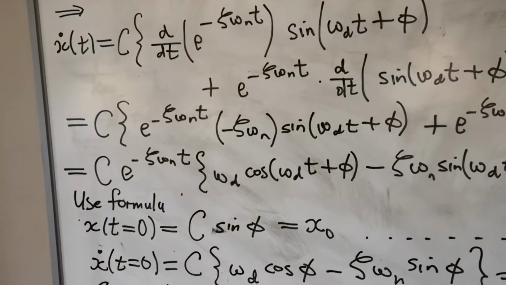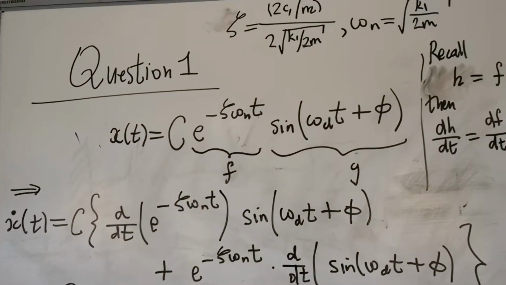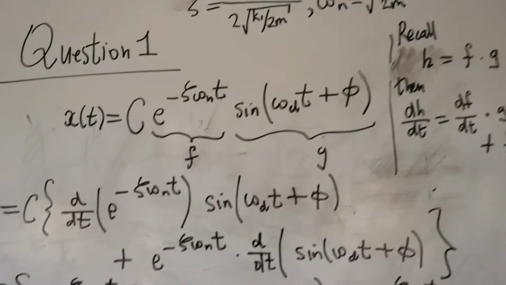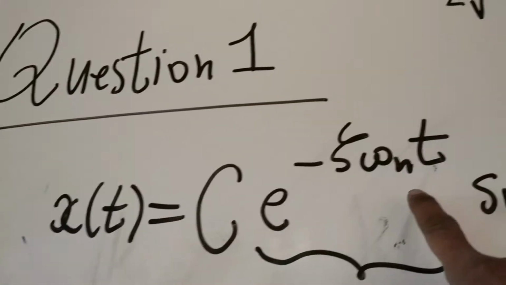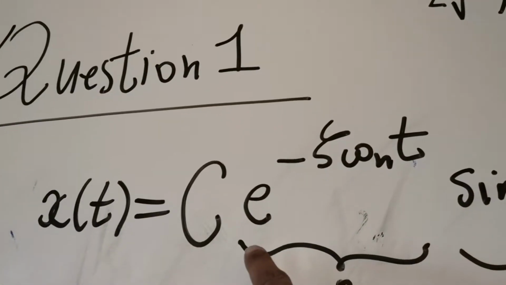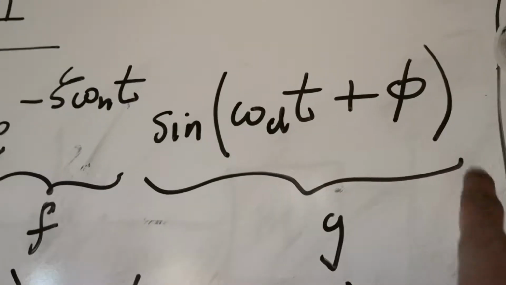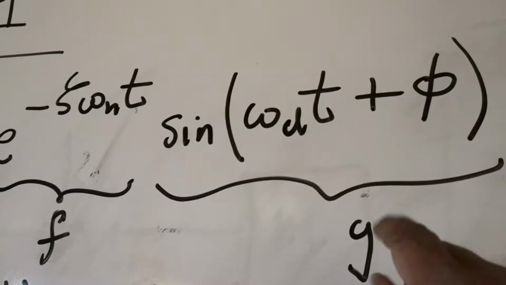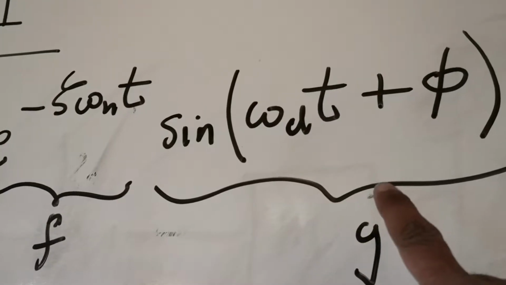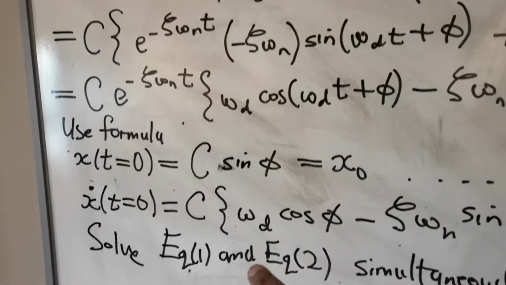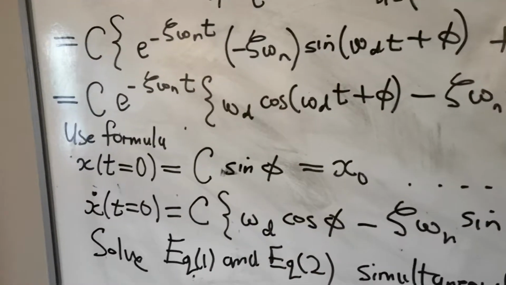So put in time t equal to 0. When x of t is that expression, and t is equal to 0, what happens? I have an exponent of 0, which is basically 1. I have sine of something plus something else. Omega d times t, with t equal to 0, is 0. So I'm left with a phi.